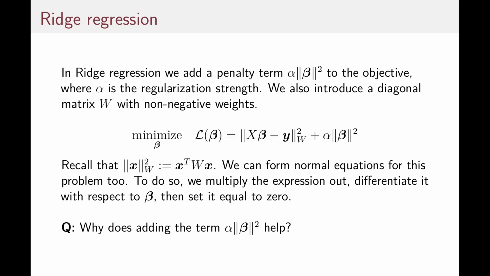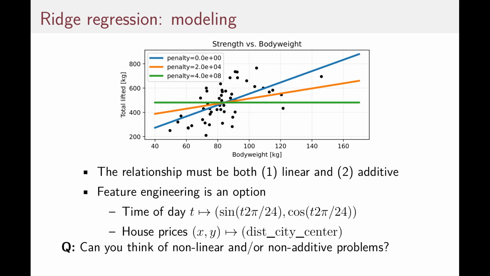In practice, you choose the value for alpha by cross-validation. And I think that's all I have to say about Ridge for now. So how do we solve this thing? Sorry, before we talk about solving it, let's look at what the modeling would look like.